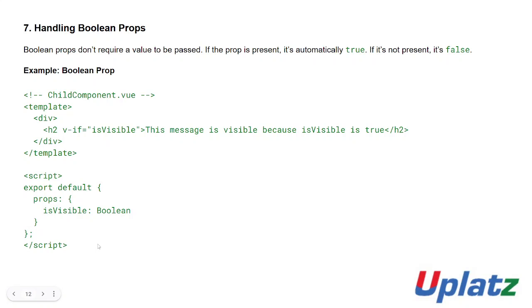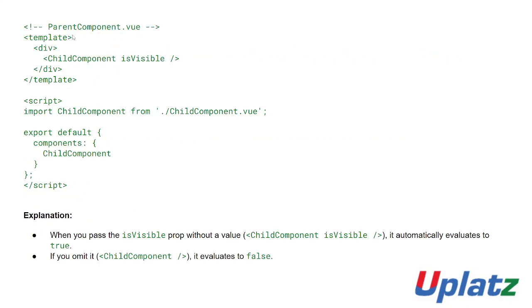Now let's see the parent. This is parent component.vue. Template tag, then div tag, then child component. There is nothing else there. isVisible equals true is not there, only isVisible is there. This is the beauty of Vue. Then the div tag is closed. Finally, the template tag is closed.